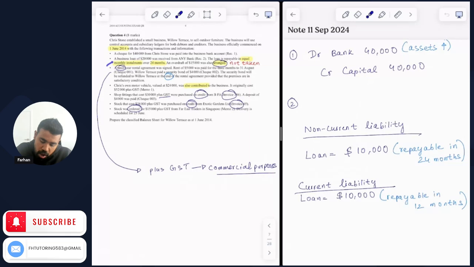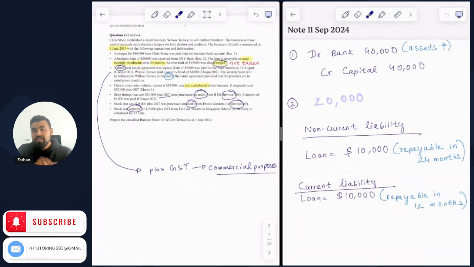A business loan of $20,000 was received from the bank. The loan is repayable in equal monthly installments over 24 months. An overdraft of $15,000 was also arranged. All right, so we have taken a loan on the first day of operations, and that loan is $20,000. We know that we will pay this loan equally over 24 months or over 2 years.